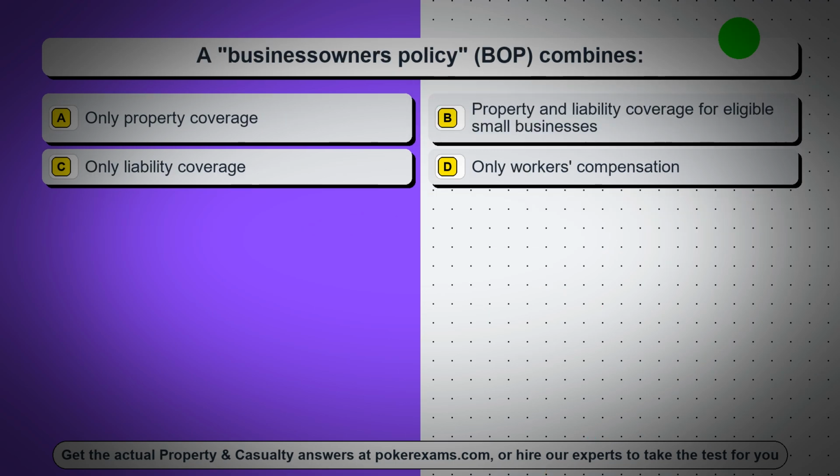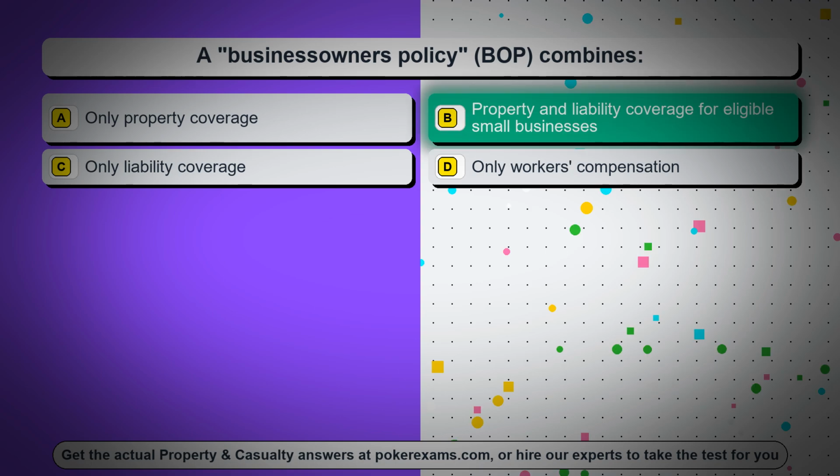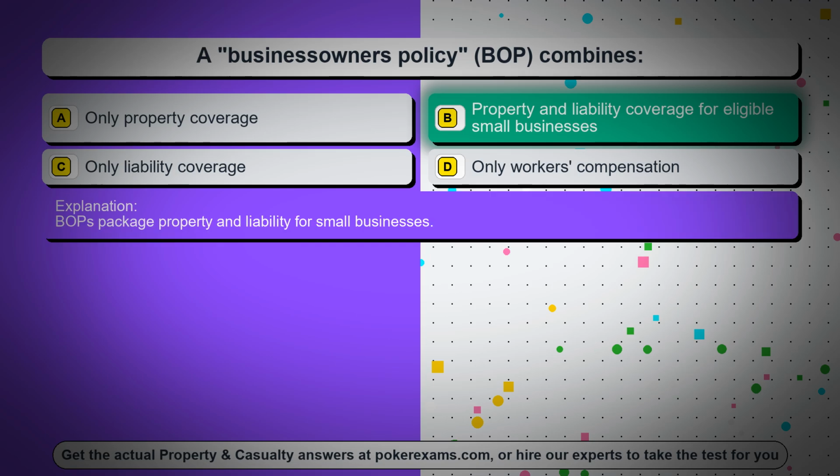Question 28. A Business-Owners Policy, BOP, combines. Option A, only property coverage. Option B, property and liability coverage for eligible small businesses. Option C, only liability coverage. Option D, only workers' compensation. The correct answer is option B, property and liability coverage for eligible small businesses. BOPs package property and liability for small businesses.